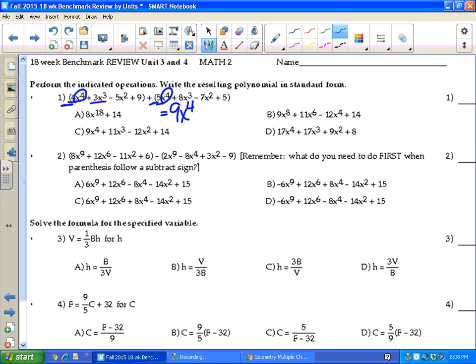3x to the 3rd, 8x to the 3rd would give me 11x to the 3rd. Negative 5x squared, negative 7x squared is negative 12x squared. And then I have plus 9 plus 5 is plus 14. And I believe that matches choice B perfectly. Whoops, sorry. Nope, doesn't. Getting ahead of myself. Oh, my bad. C. C is correct on this one.